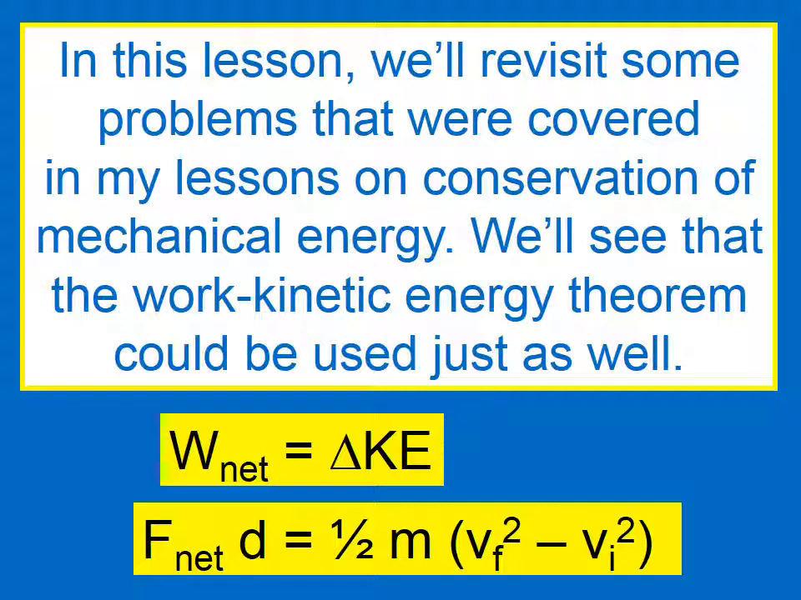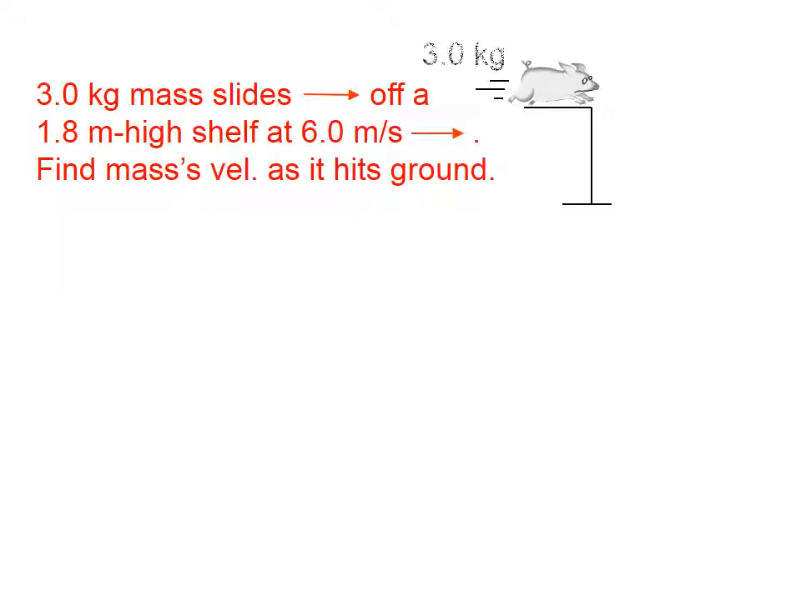In this lesson, we'll revisit some problems that were covered in my lessons on conservation of mechanical energy. We'll see that the work-kinetic energy theorem could be used just as well. So here we have a 3 kilogram mass, and it slides horizontally off a 1.8 meter high shelf at 6 meters per second. Find the mass's velocity as it hits the ground.